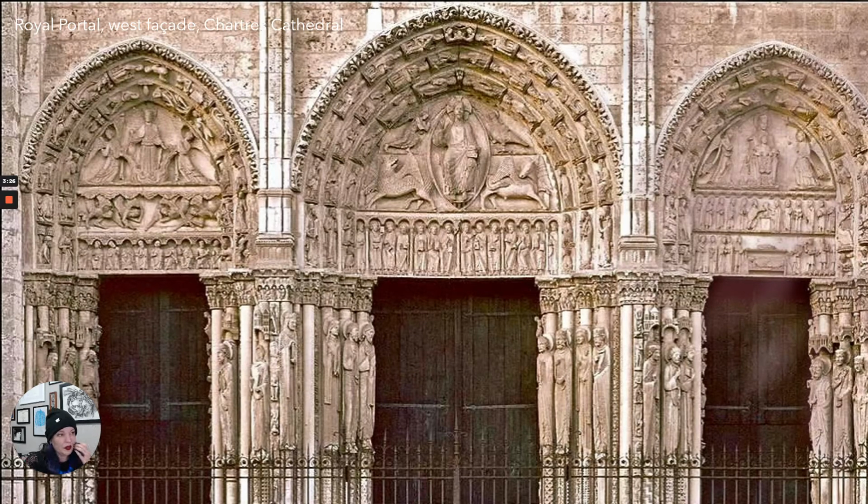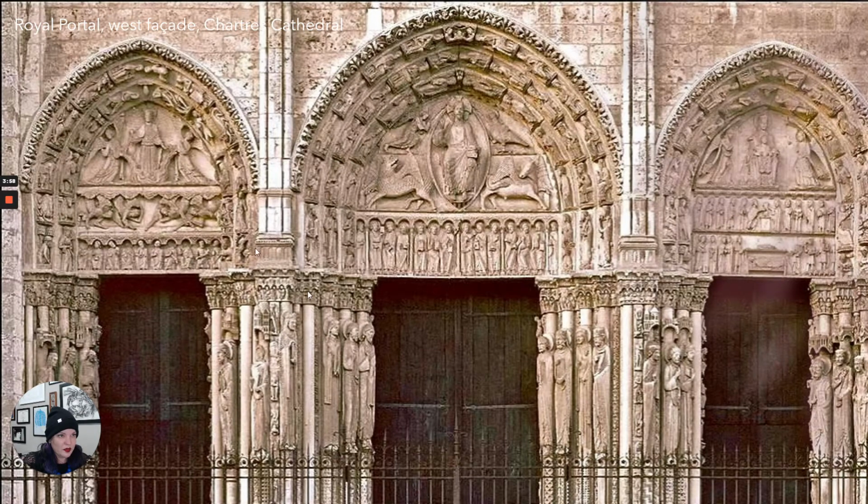Okay. The capitals, so these are the capitals across all 3 doors, show scenes from the life of the Virgin and the life of Christ. So as I said when we were talking about stained glass, the life of the Virgin becomes more of a central topic of sculpture and stained glass and other artistic representation during the Gothic period. She becomes kind of a big focus within the Christian faith.